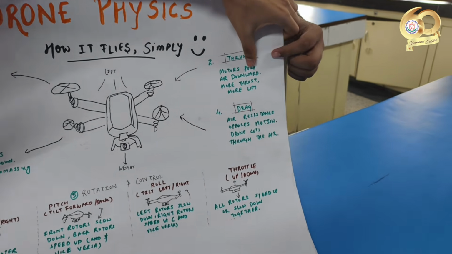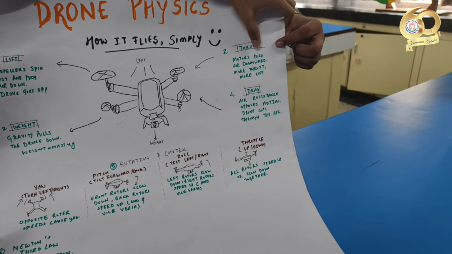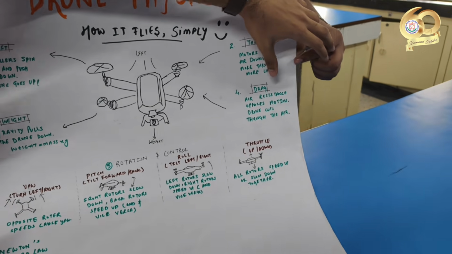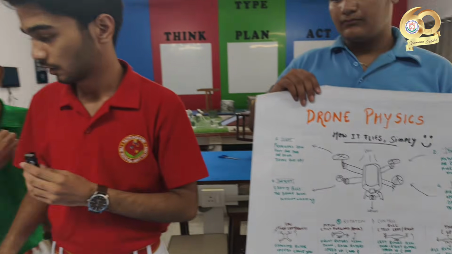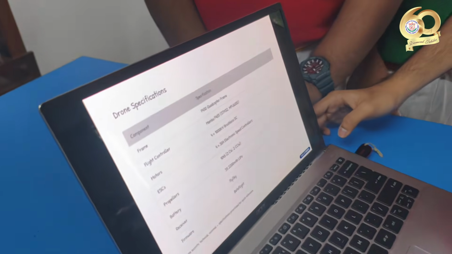When the motors push the air downwards, which creates force on the ground, it makes the drone push upwards. And to defeat air resistance, it has a very aerodynamic design. The components we used are these. The frame was an F450 quadcopter drone.